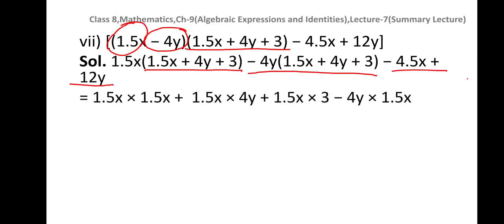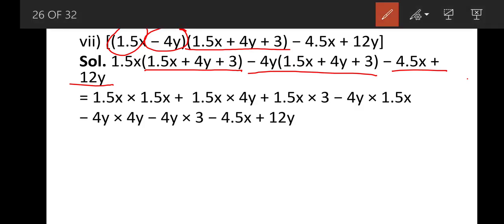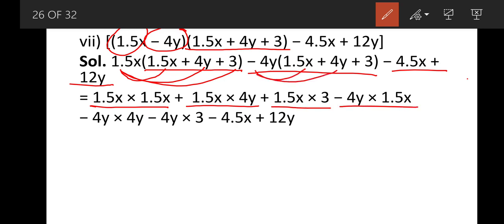So what is this step now? These two will be multiplied, I have written here. This will be multiplied to 4y, this is I have written. This will be multiplied by 3, this is what I have written. Now minus 4y into 1.5x minus 4y plus 4y minus 4y plus 3. This is what I have written here. The rest term I have written as it is.